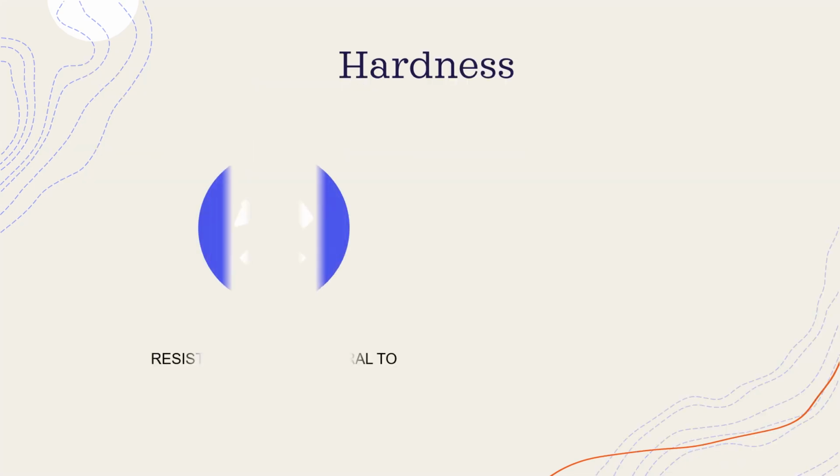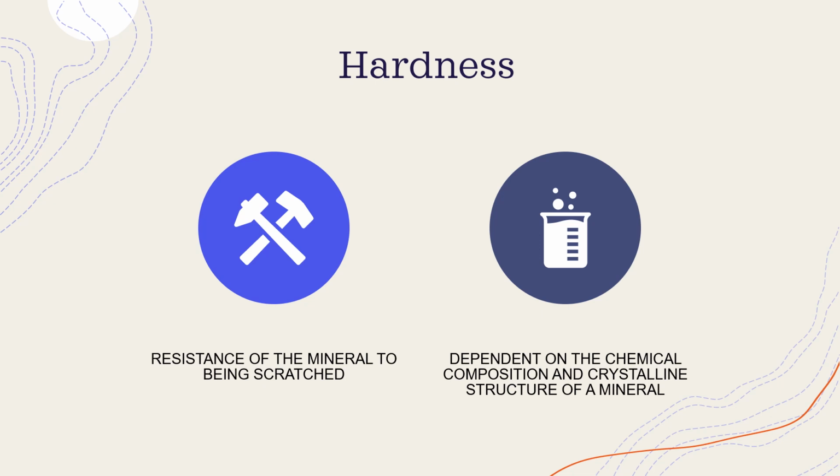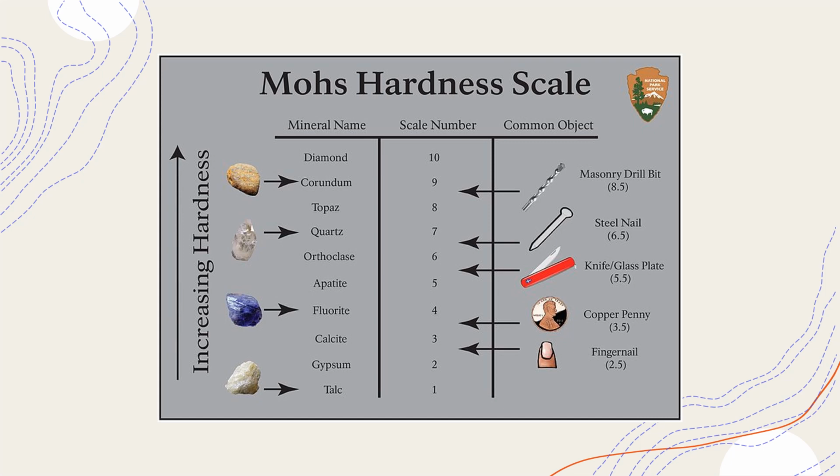Okay, next we have hardness. Hardness refers to the resistance of a mineral to being scratched. This property is dependent on the chemical composition and crystalline structure of a mineral. The most common scale of measurement is the Mohs scale, created in 1812 by German mineralogist Friedrich Mohs. Measuring hardness using the Mohs scale is described through the use of 10 mineral indicators as shown in the table. A mineral with a higher index can scratch those below it.